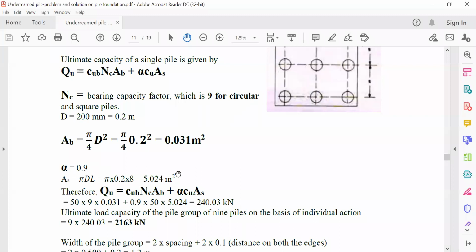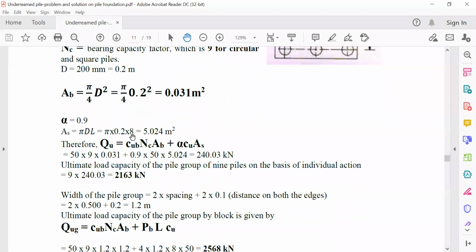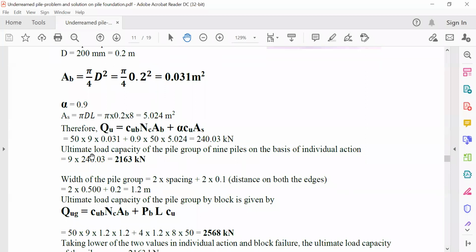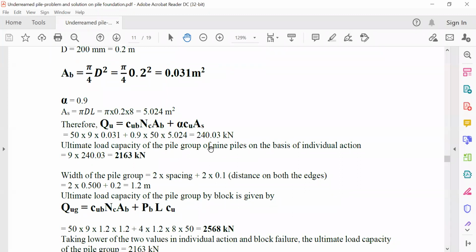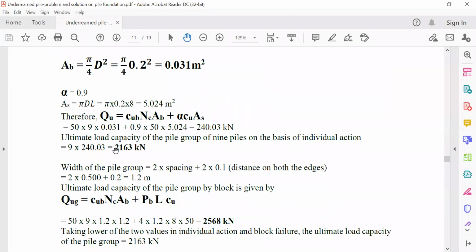तो सिंगल पाइल का हम लोग निकालते हैं पहले. ये हम लोग सिंगल पाइल का ऐसे निकाल लिया हमने, As निकाल लिया और Qu निकाल लिया फार्मूला से. कितना आ रहा है? इतना आ रहा है. Then what we shall do, 9 piles are there. So on the basis of individual action, 9 से multiply करते हैं, this much value will come.